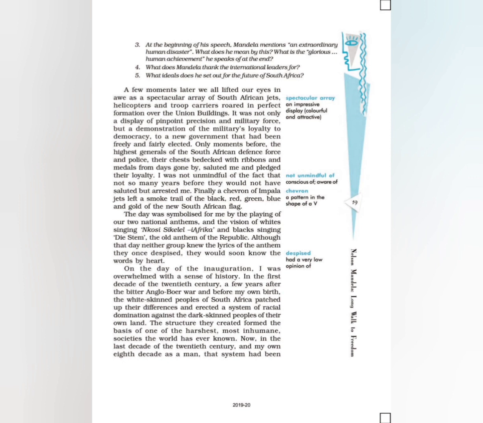And the black people singing Die Stem. So what is the national anthem for black people? What was the national anthem for white people? They might ask. So for white people, it is Die Stem, and for the black people, it is Nkosi Sikelel Africa. So in this area, you must be very clear.